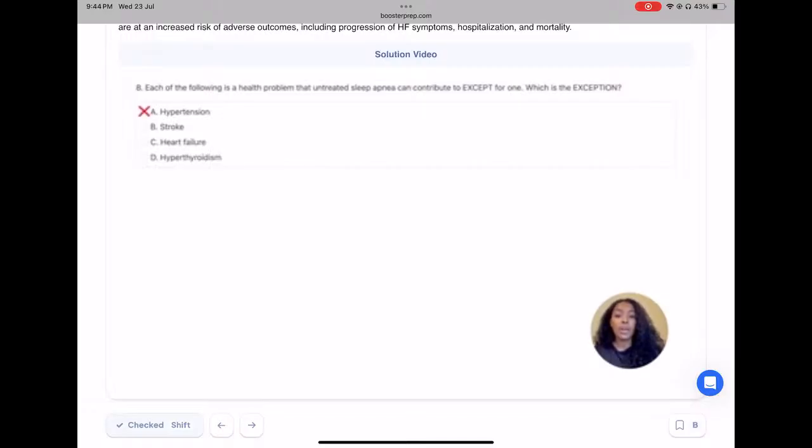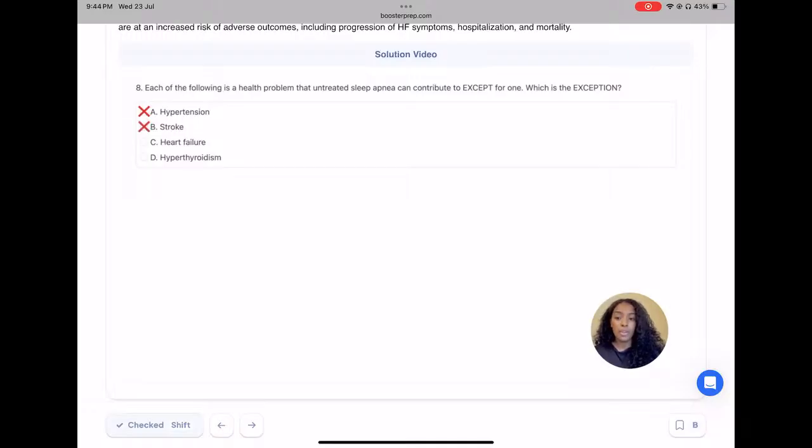Option B would be stroke. Again, it's a cardiovascular disorder that sleep apnea contributes to. The American Heart Association states that untreated sleep apnea is a risk factor for stroke and stroke recurrence, mortality, and functional and cognitive outcomes. So this would be incorrect.